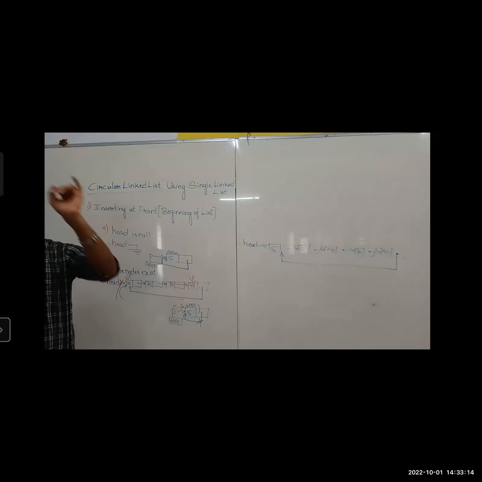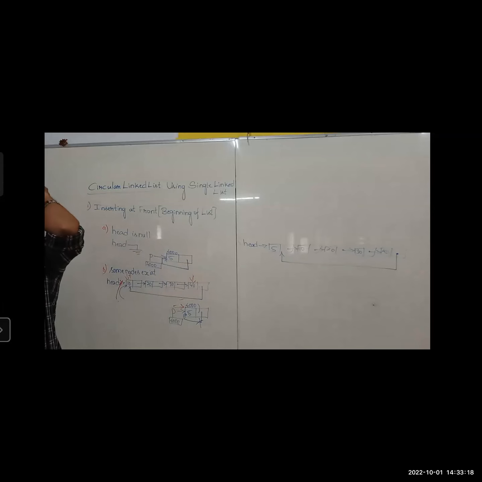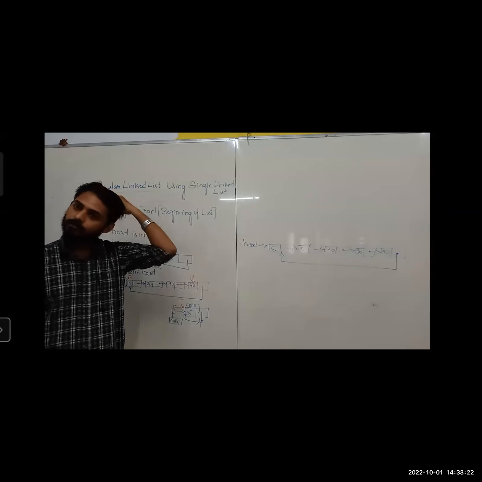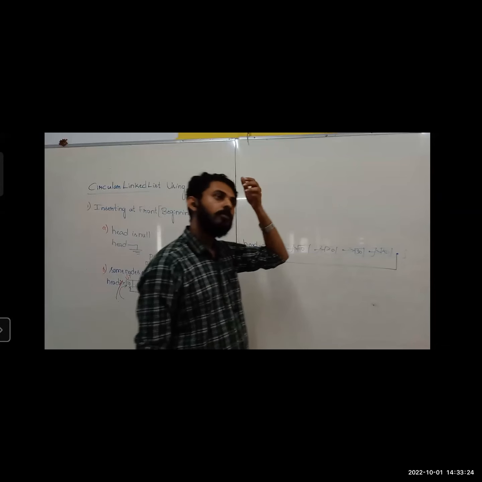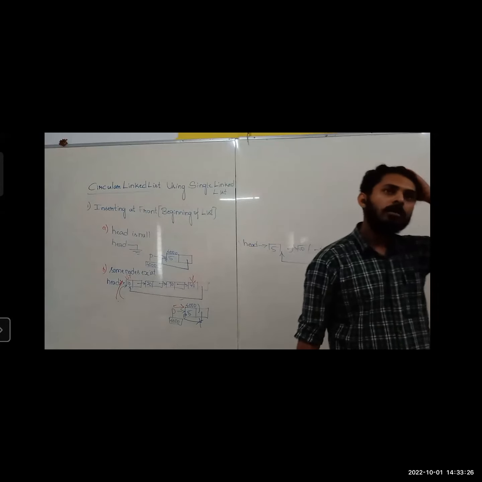Sir, but when we create this type of a structure and we keep adding the nodes, in that case the link will also point to head. Now, how will it know that it should point to the next node then?